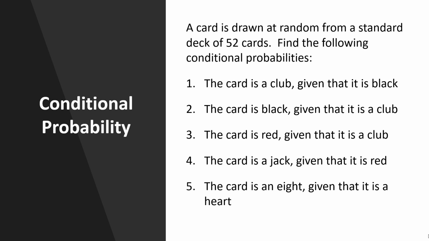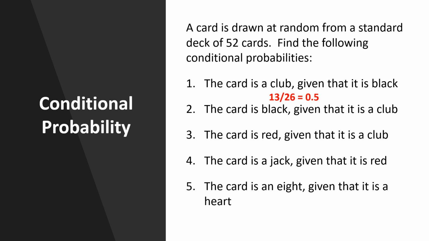So let's look at number 1. The card is a club given that it is black. So our condition is the card must be black. We don't worry about the red cards. We only focus on that new sample space, only black cards. How many clubs do we have? 13. What can we get? Well, we can get any of the black cards. Well, that's 26. Half of 52 is 26. This probability would be 13 out of 26, and if you reduce that, you get 1 over 2 or 0.5.